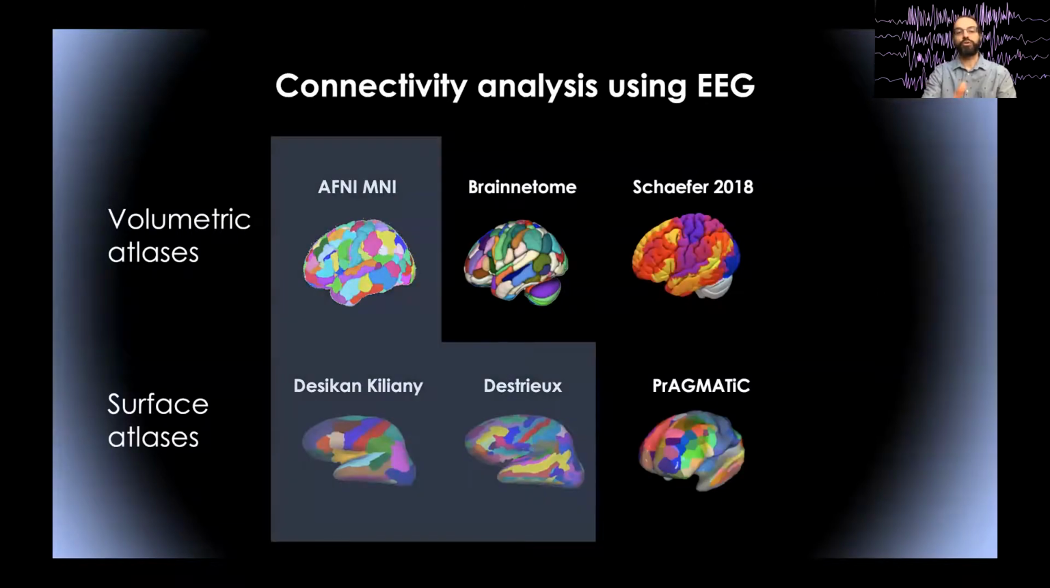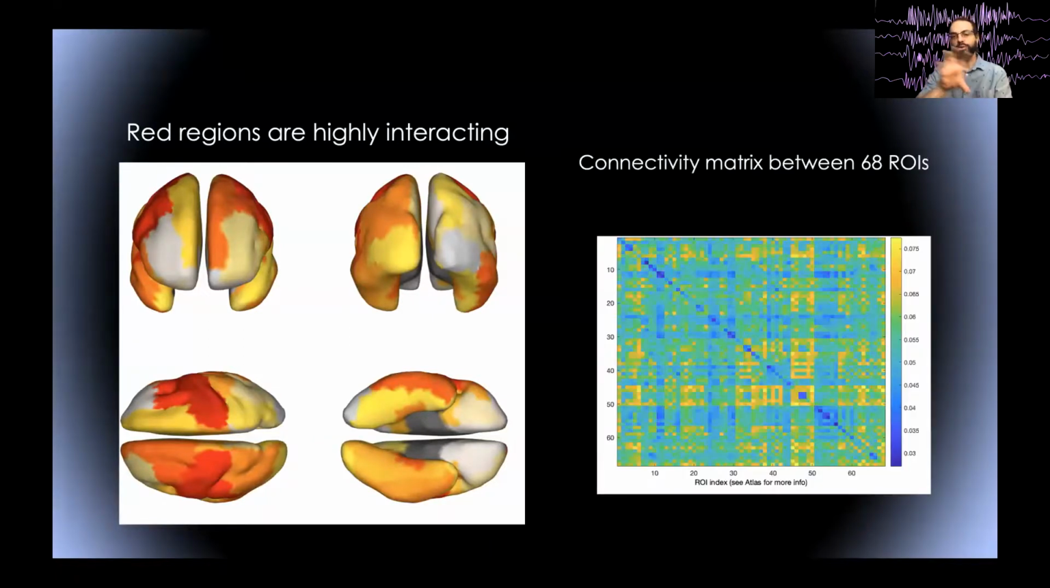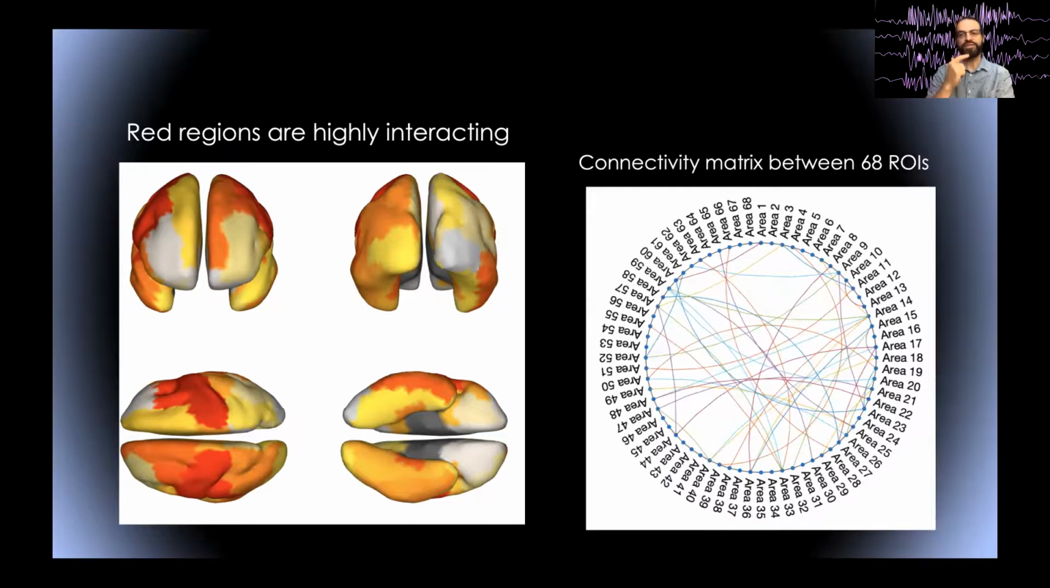And for the atlas, you can use right now a volumetric atlas, so that's the full volume, or you can use surface atlases as well. And there's tools to align your head model or calculate your lead field matrix for this specific solution. And once you do that, you calculate the connectivity, and you can see, for example, which regions are the most highly interactive. And you can also do the pairwise connectivity matrix between brain regions. So here we have 60 brain regions, or you have another representation like this one.